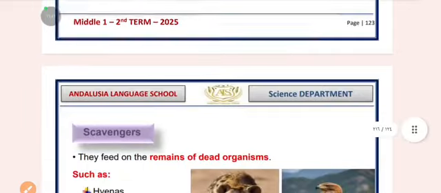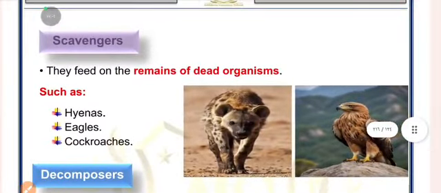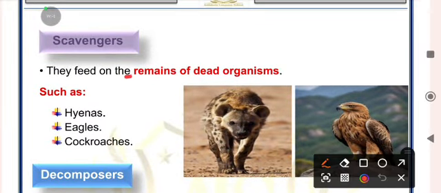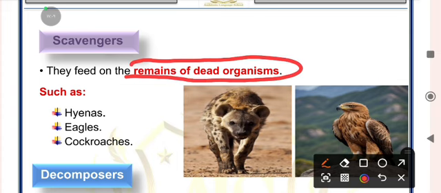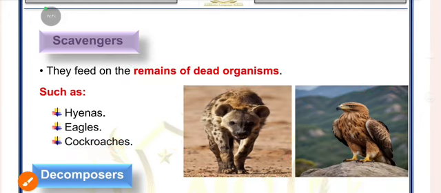So they are omnivores. The last one is scavengers. Scavengers feed on the remains of dead organisms. If a lion eats its prey and there are remains of this prey, scavengers can eat these remains, like hyenas, eagles, cockroaches. They eat the remains of dead organisms. Okay. So consumers are herbivores, carnivores, omnivores, and scavengers.